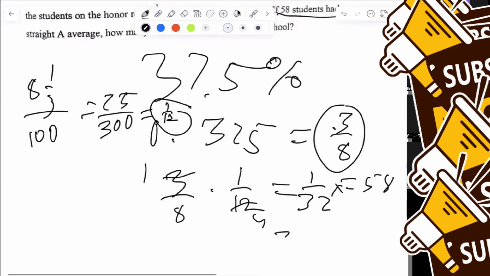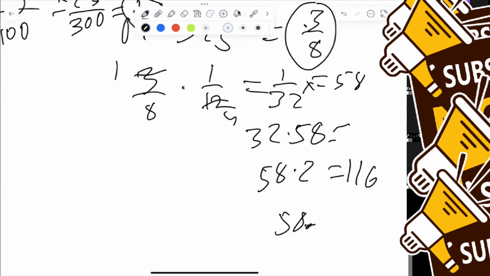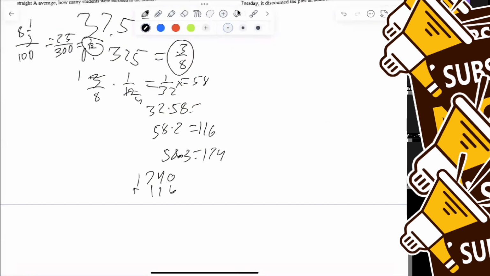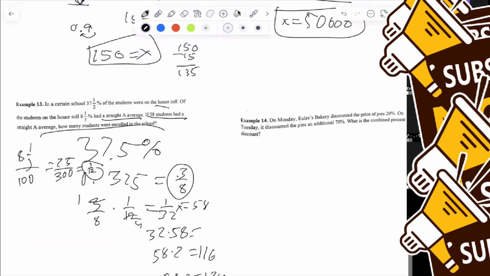Now multiply 32 to both sides. We get 32 times 58. What is that? That is equal to 58 times 2, 116. 58 times 3, 174. This gives you an answer of 1856. And that's our answer. And we've answered the question. Let's do example 14.